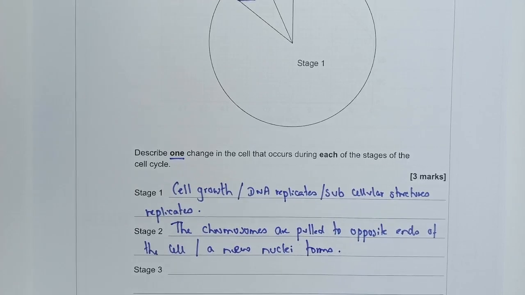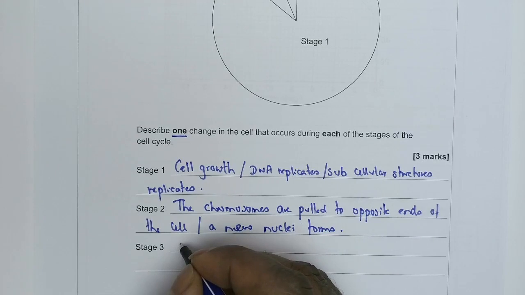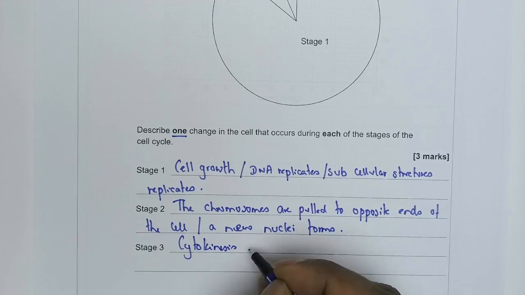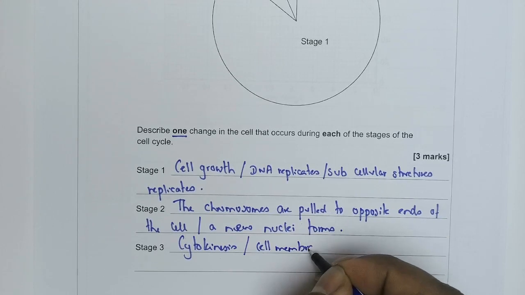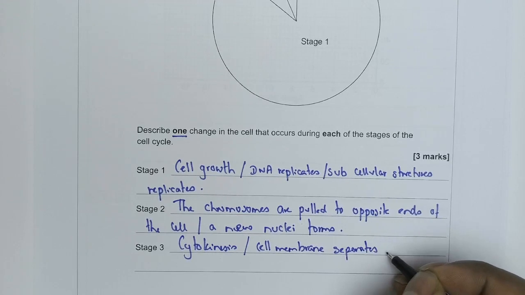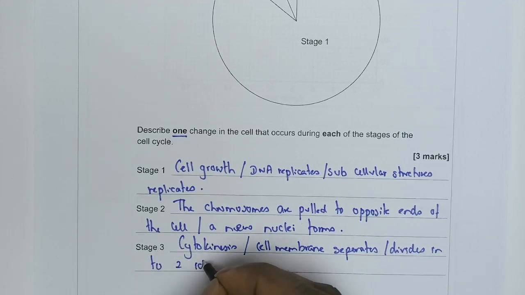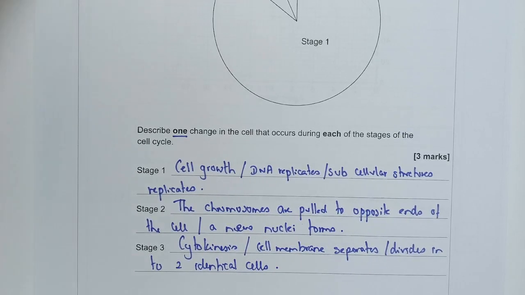Stage 3 is cytokinesis. This is when the cell membrane separates or divides into two identical cells. Next question.